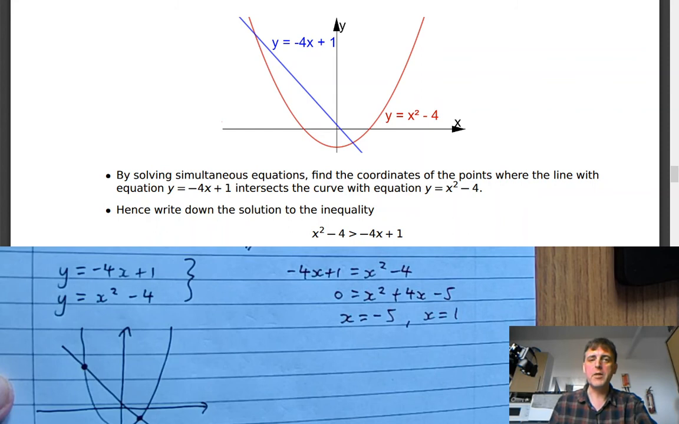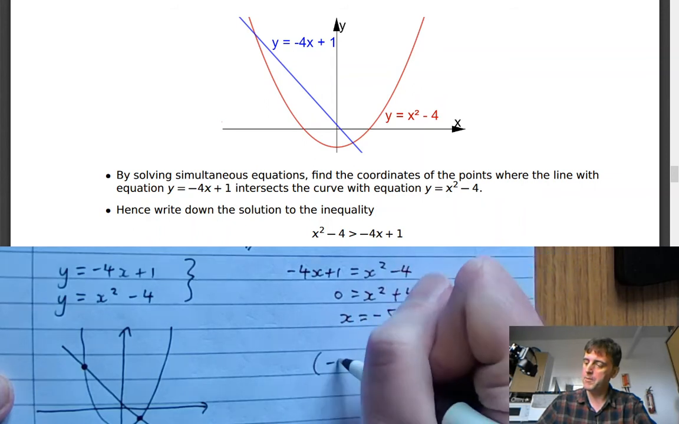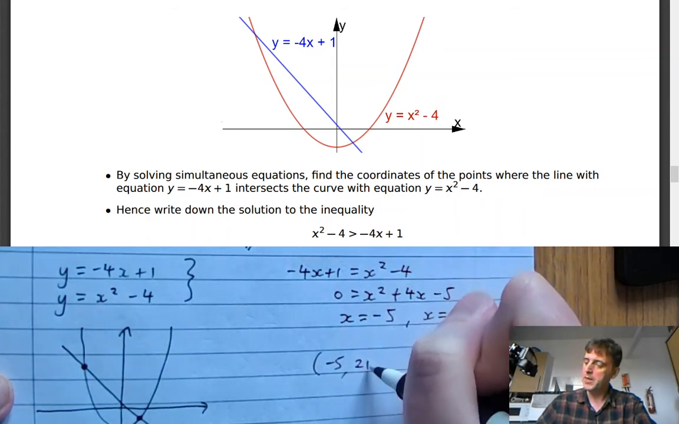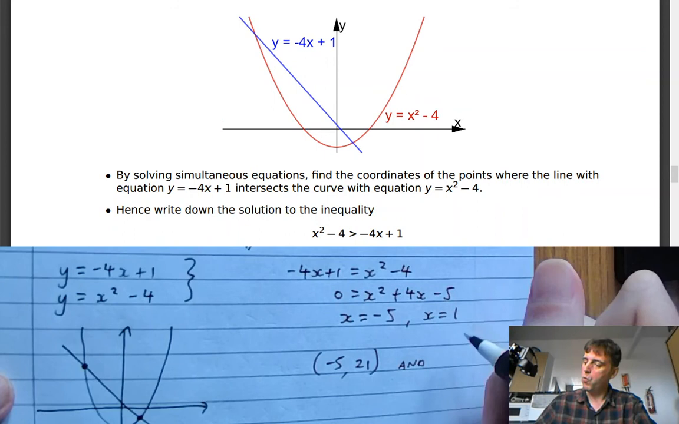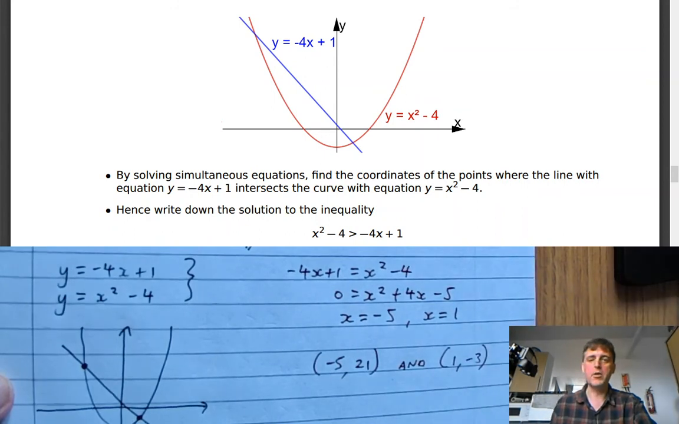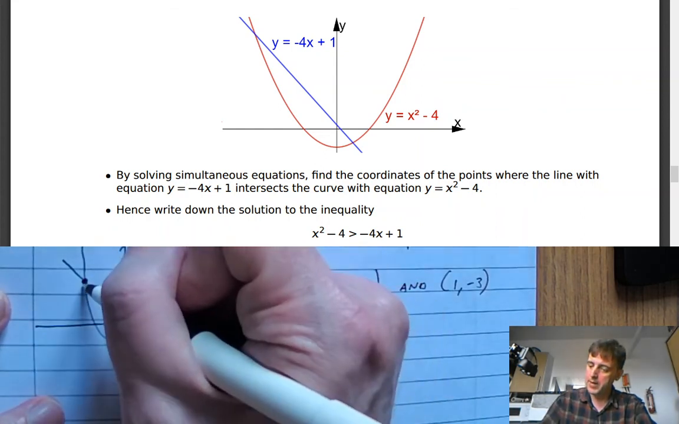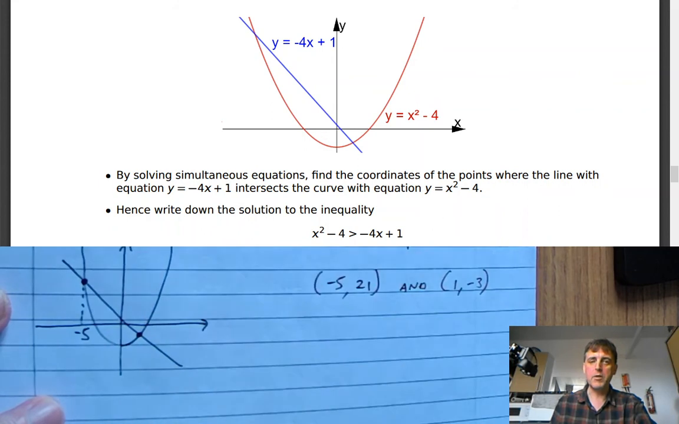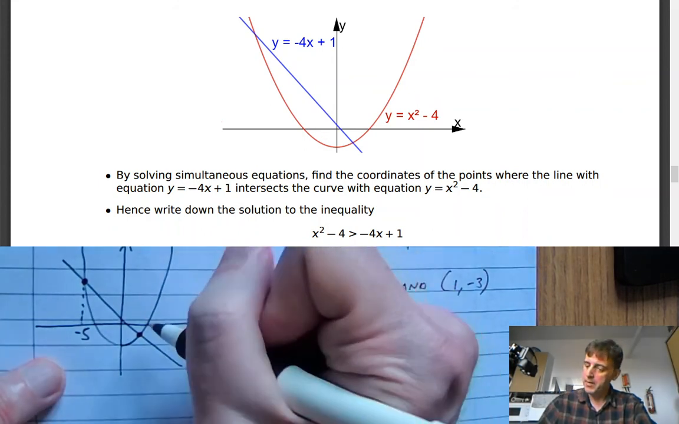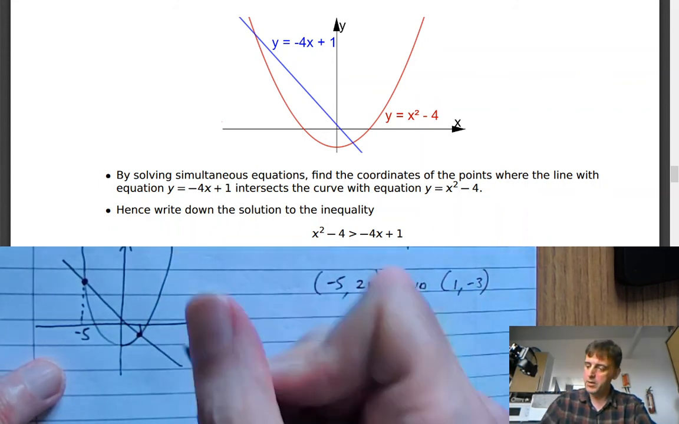So we were asked for the coordinates of the point, so we need to find the y coordinate as well. So I need to do that by substituting in the values of x I've got into either of these equations. And when you do that, you should have got the answer here, (-5, 21) and (1, -3) are the coordinates of our intersection points there. Okay, so let's put those on the graph here. In particular, I'm interested in the fact that the x-coordinate of that point is negative 5, and the x-coordinate of the point there is going to be equal to 1.